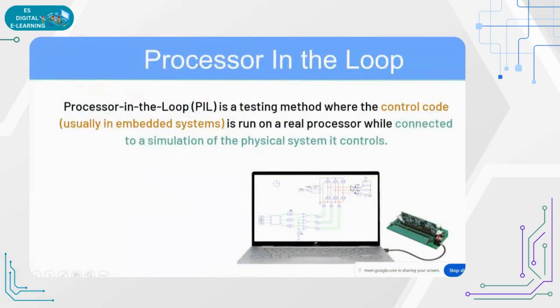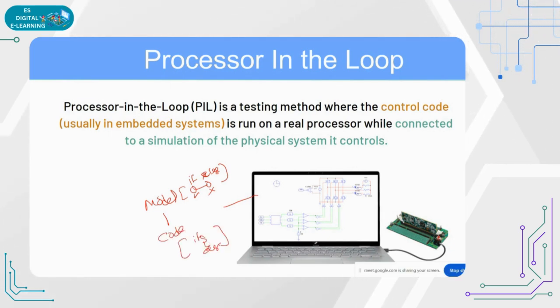And the processor in loop. So processor in loop is specifically what we say PIL. Whatever the code we have means we converted the model, and from the model it has some block diagram. If else, this is a condition. If this is not working, it should work. So we converted it into the code. So in code we have if and else logic. Now I need to see whether this if else condition is working.